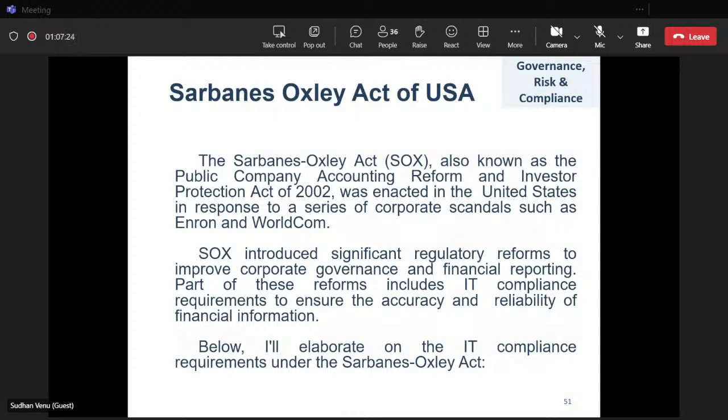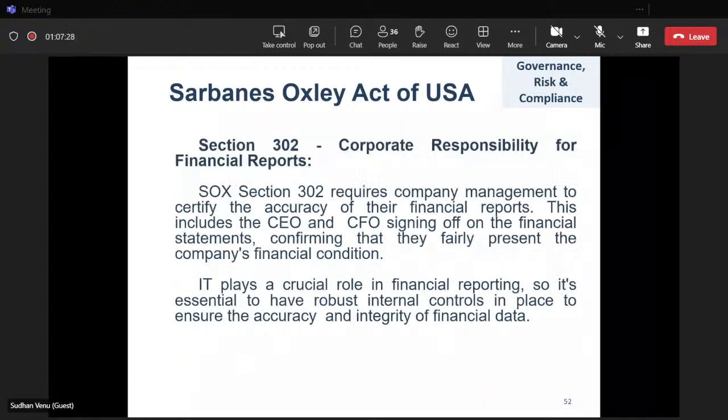And they have elaborated on the IT compliance requirements under the Sarbanes-Oxley Act. It has various sections. Section 302 describes the corporate responsibility for financial reports, where the CEO and the CFO sign the financial statements, confirming that they fairly present the company's financial condition. So they are the responsible persons for the financial reporting under Section 302.